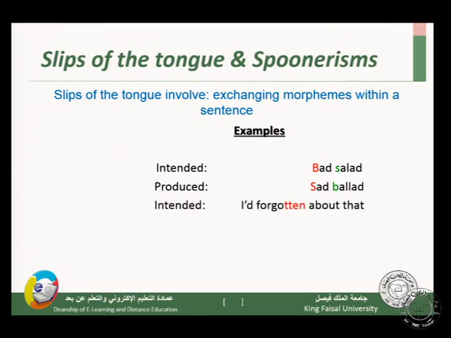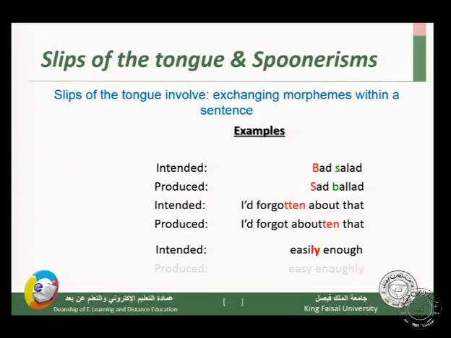Another example of a slip of the tongue is I had forgotten about that. So the speaker intended to say I had forgotten about that. Instead of saying it, he said I had forgot about that. So we have a difference between the intended speech and the produced speech. A third example is easily enough. The speaker intended to say easily enough. Instead of saying easily enough, the speaker said, easy enoughly. Okay, which is a slip of the tongue.